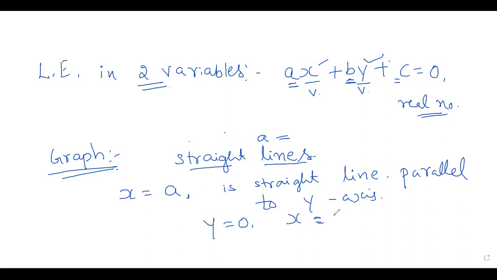For example, x is equal to 3, or 0, 3. Okay, children, I will explain it later. When x is equal to a, the line will be parallel to y-axis. When y is equal to a, then it will be parallel to x-axis. Okay, parallel.